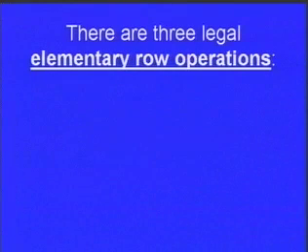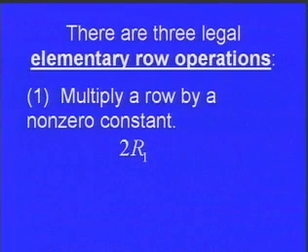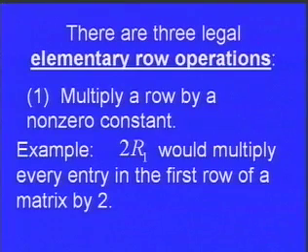All right, the first thing we need are the legal elementary row operations. There are basically an infinite number of illegal ones, but there are three that are legal. And those are, first, you could multiply a row by a non-zero constant. Any number other than 0. For example, if I had 2r1, I would want to multiply the entire row 1 by 2. And you'll notice the notation for rows is just r1, r2, r3, and so on. We use subscripts to denote separate rows. So 2r1 would multiply every entry in the first row of a matrix by 2.